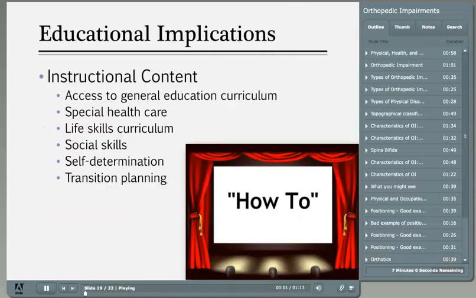There are a number of educational implications for students with orthopedic impairments. These include implications for teaching, procedures, environment, and technology. Let's start with teaching implications with regard to instructional content. First, students should have access to the general education curriculum. Many students, especially those with physical health disabilities, will not have cognitive problems.